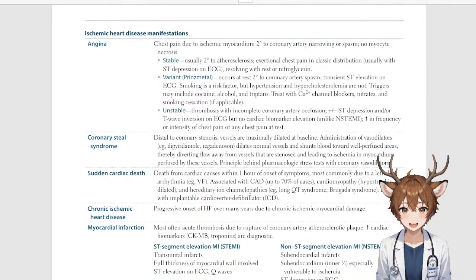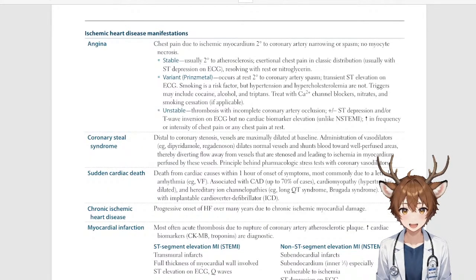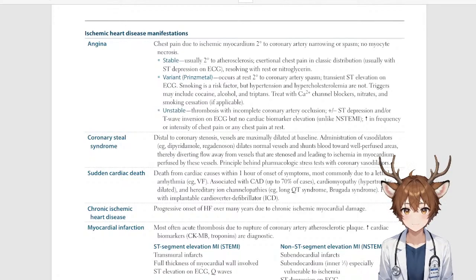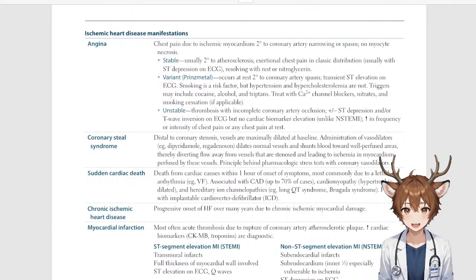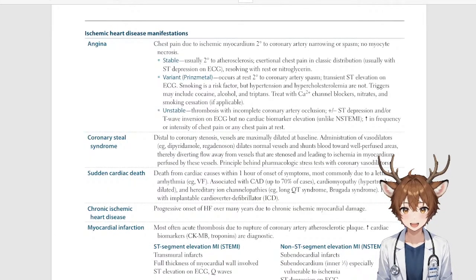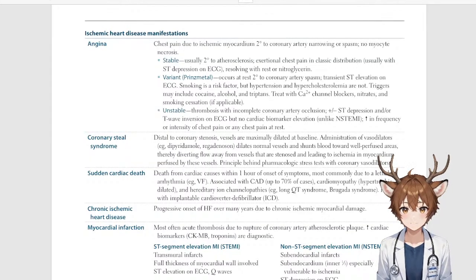Vasospastic, formerly Prinzmetal or variant angina. Occurs at rest secondary to coronary artery spasm, with transient ischemic ST changes on EKG. Tobacco smoking is a major risk factor. Triggers include cocaine, amphetamines, alcohol, triptans. Treat with calcium channel blockers, nitrates, and smoking cessation, if applicable.